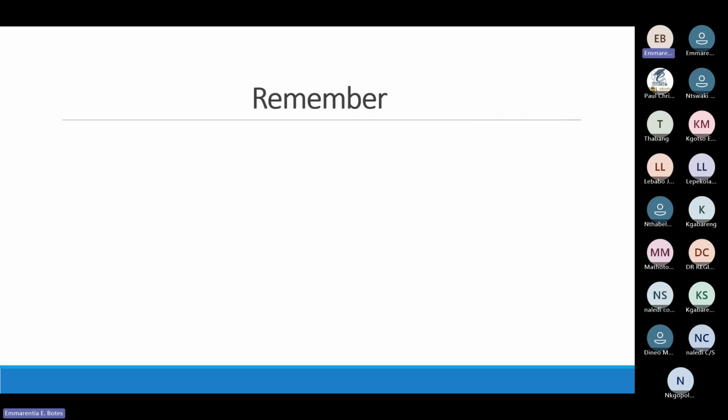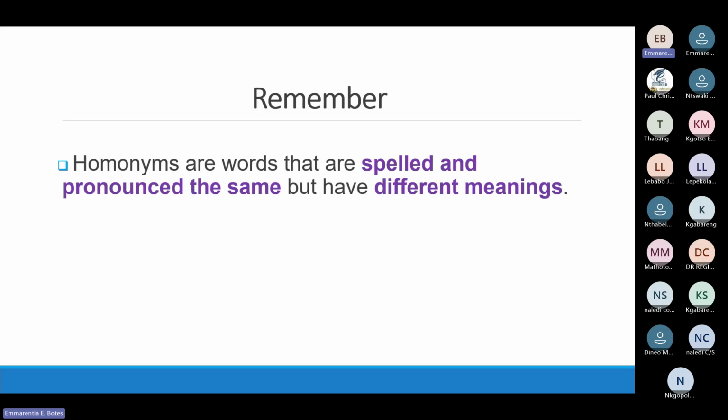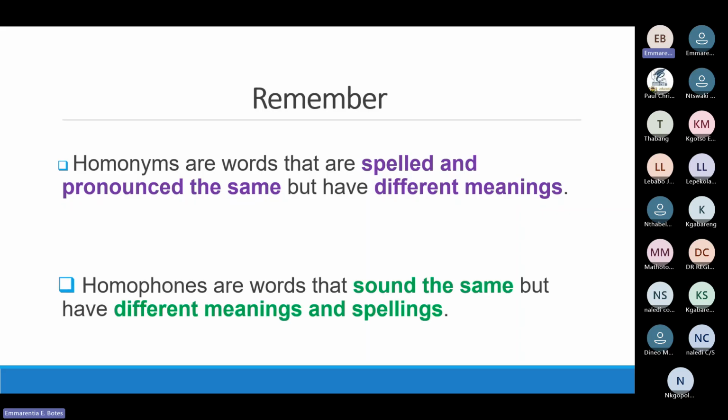Now, if you remember the following, then you'll be able to understand homonyms and homophones. Homonyms are words that are spelled and pronounced the same, but have different meanings. And homophones are words that sound the same, but have different meanings and spellings. Now, I hope that you understand homophones and homonyms better, and that your writing will be excellent in future, and that you will be able to identify these words.